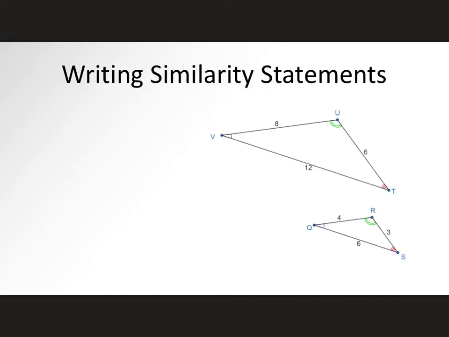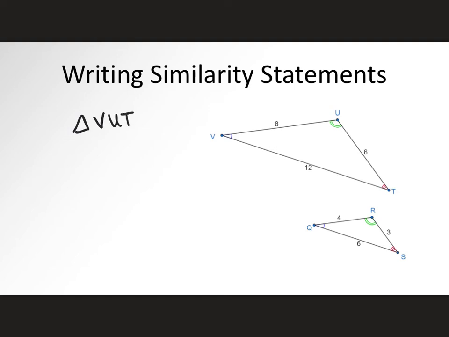Let's move on to writing our own similarity statement. And to do this, I generally look at the angles first and try to match up the angles that are congruent to each other. So the first triangle I'm going to write, I will just choose the larger triangle, VUT. The order that you write the first triangle in isn't nearly as important as the order you write the second one in. So I will call it triangle VUT.